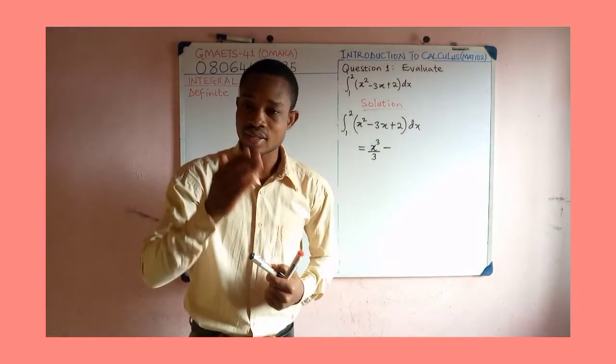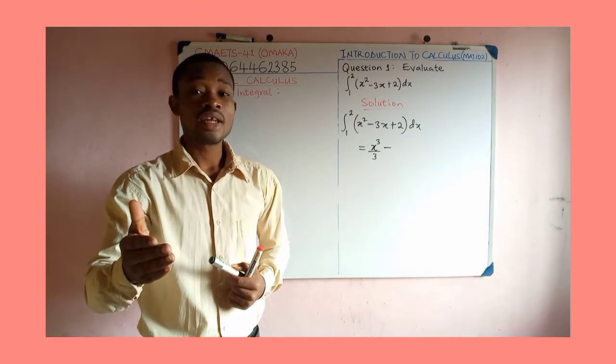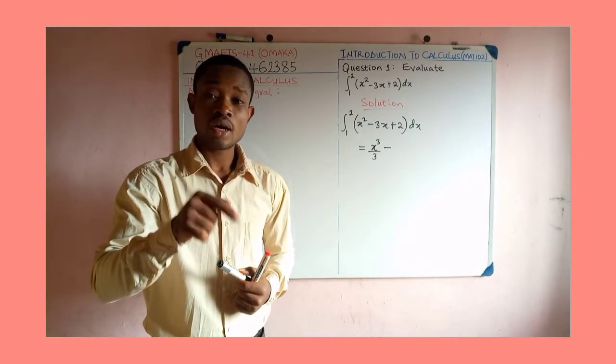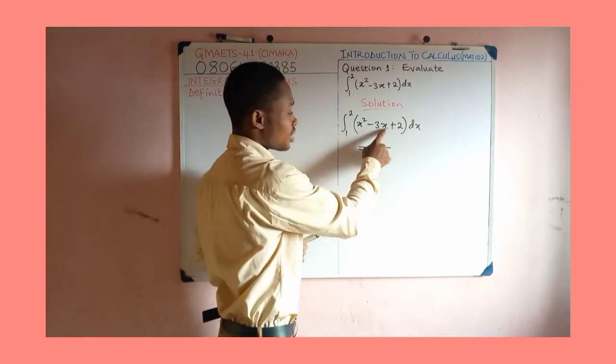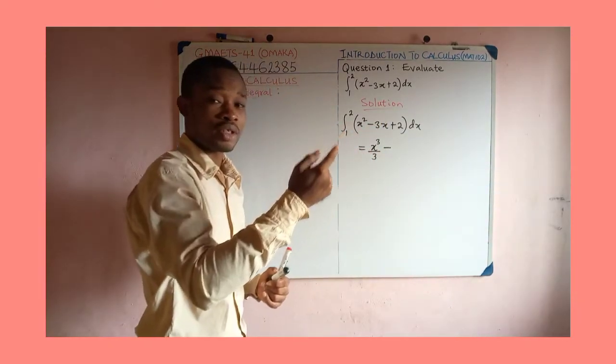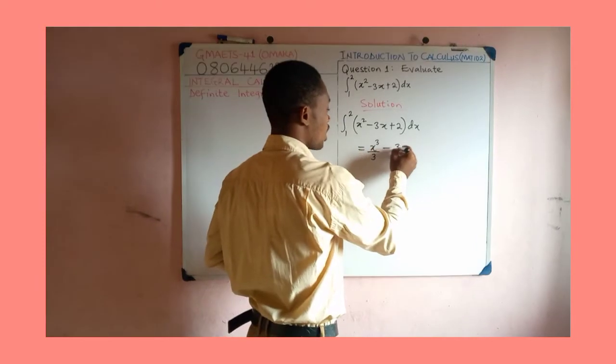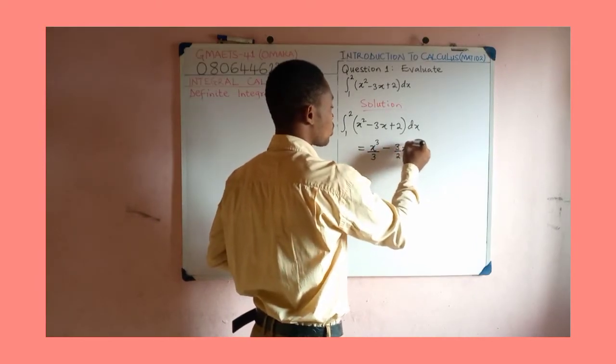Then minus 3x. We integrate this 3x with respect to x. That 3 is a constant, so it will be kept constant. Then you integrate your x there. Now if you integrate x, this is x raised to power 1, so add 1 to it, you get power 2 divided by that 2. So that will be 3 over 2 x squared.